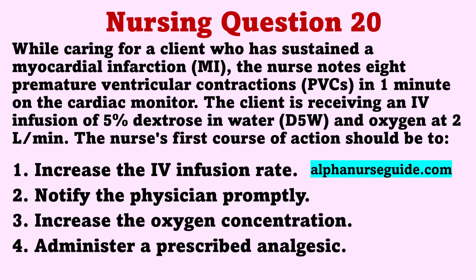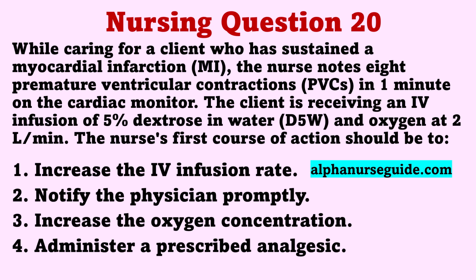While caring for a client who has sustained a myocardial infarction, the nurse notes 8 premature ventricular contractions in 1 minute on the cardiac monitor. The client is receiving an IV infusion of 5% dextrose in water and oxygen at 2 liters per minute. The nurse's first course of action should be to: 1. Increase the IV infusion rate. 2. Notify the physician promptly. 3. Increase the oxygen concentration. 4. Administer a prescribed analgesic.